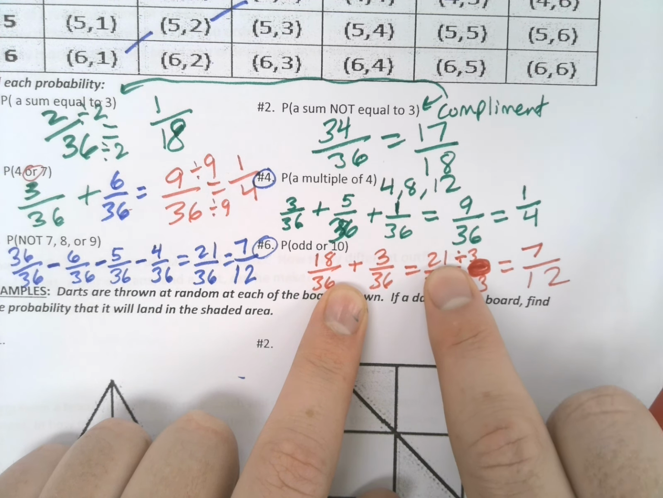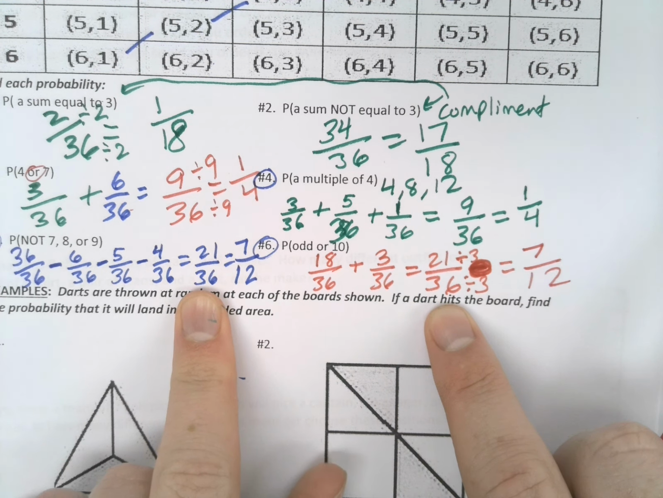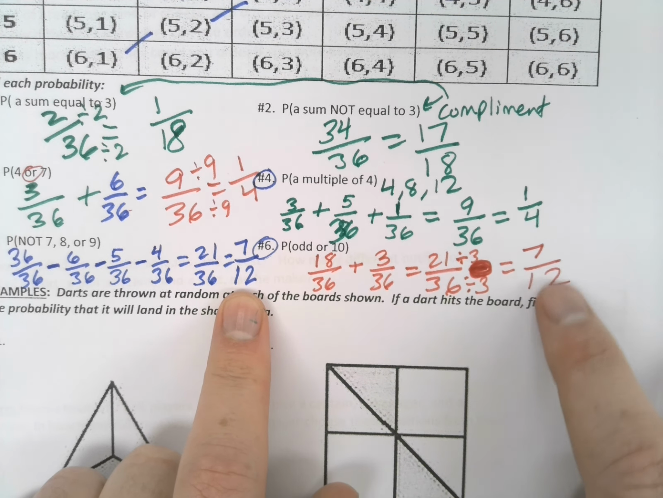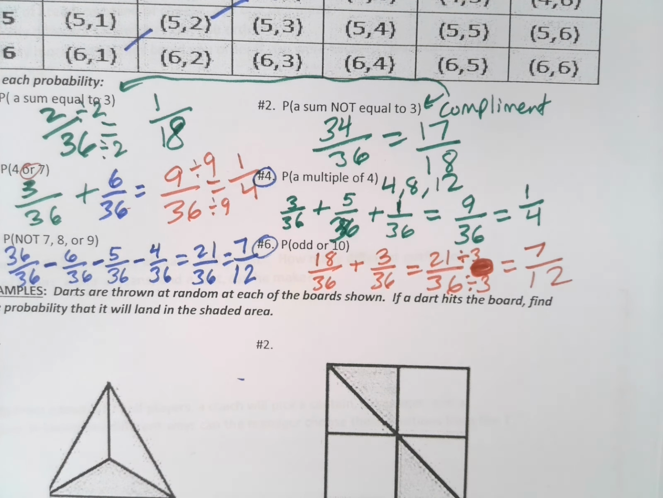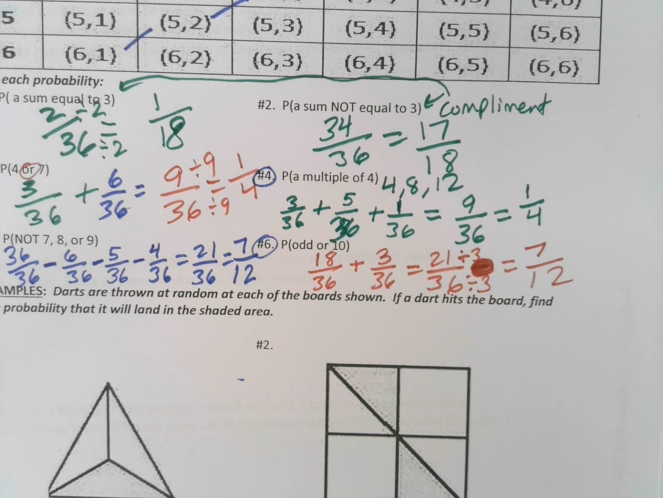So that adds up to be 21 out of 36 again, which means it reduces to 7 out of 12 again. So hopefully, guys, that's not too confusing, but if it is, please let me know. I don't care at all to meet with you over Google Meets, or if you're going to be in class, we can look over it and I can work some more out with you guys.